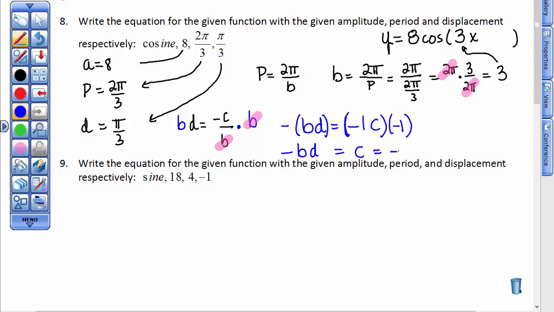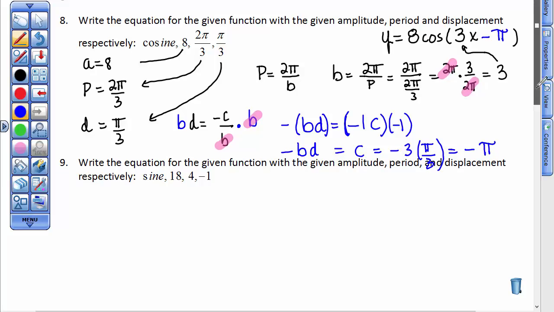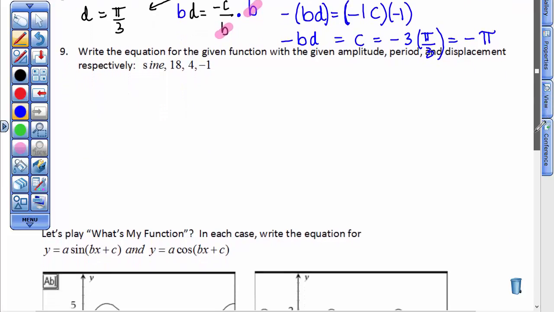In this problem, I know that my b value is 3. My displacement is pi over 3. So when I multiply by pi over 3, the 3's cancel out, and I'm left with a minus pi. I'll put that in right here for my c value. Stop the video and do the next one if you would.